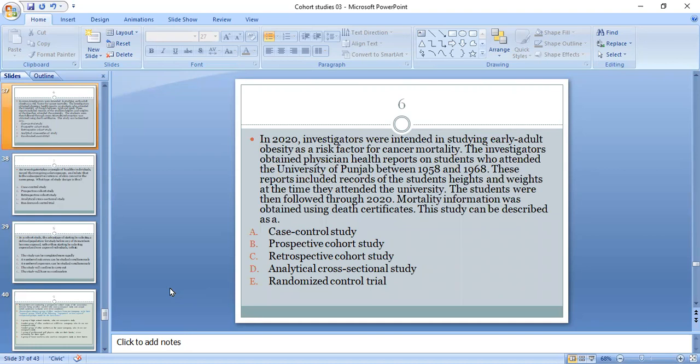Beta. B. Some other option? C. C, yes, retrospective cohort study.